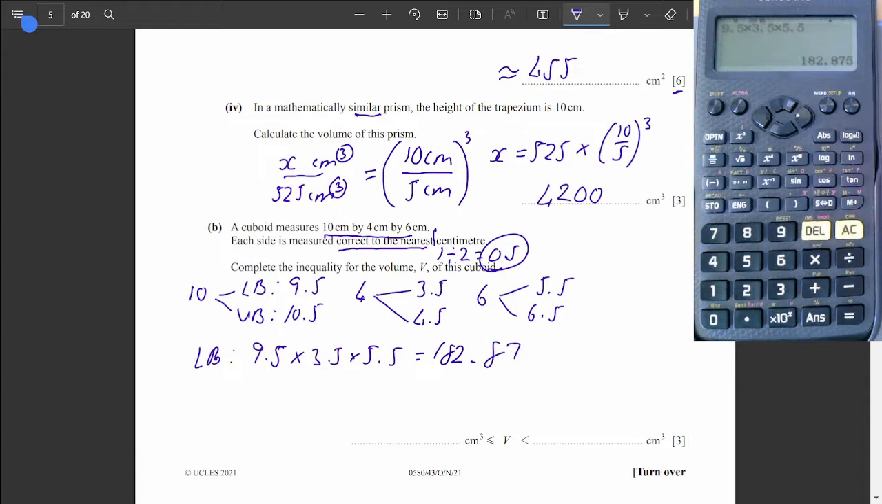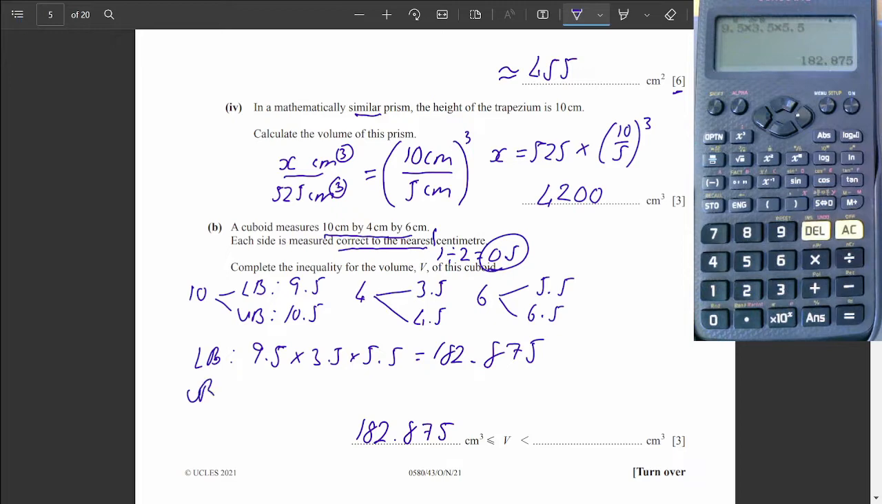182.875. Now very important here. That isn't an exact answer because it stops at 5. Also, we're working with bounds here, so they want to know what it was before things got rounded. So if we round back again, it's counterproductive. So don't round these answers when it comes to bounds.